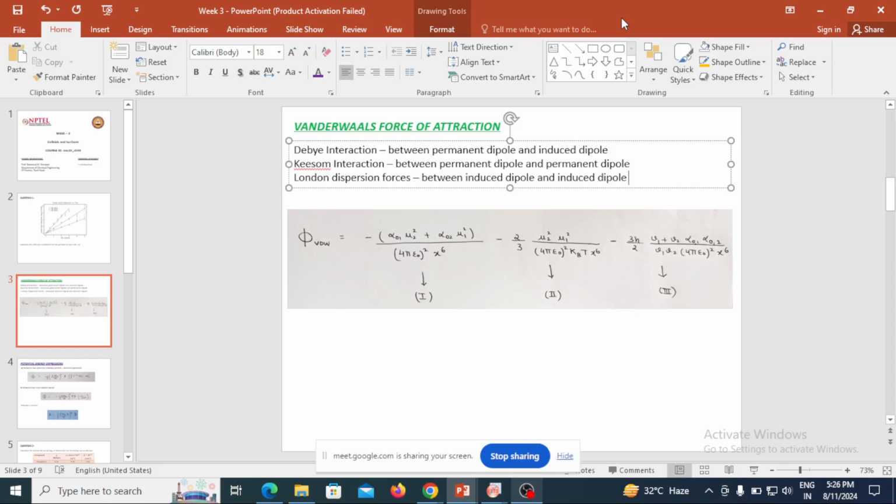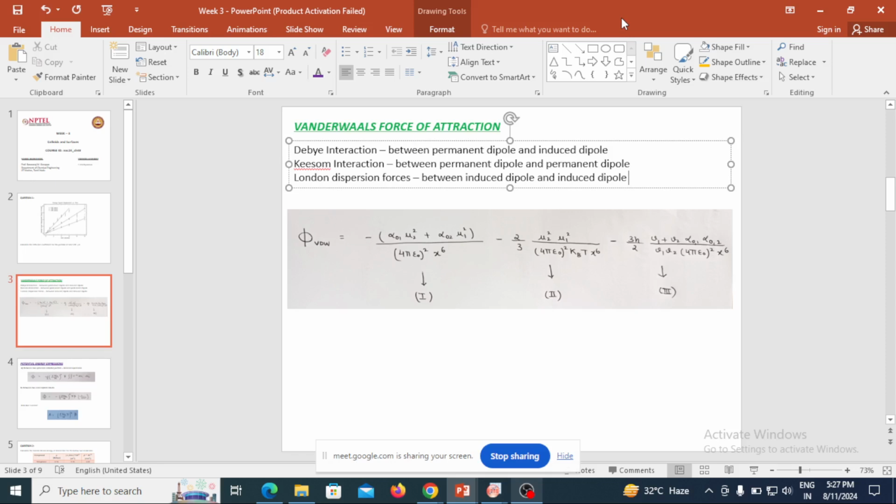And another one is called keystone interactions, which is the interactions between two permanent molecules, two molecules with permanent dipole moment. The third one is the London dispersion forces. So these forces are nothing but they have induced dipole, and both the molecules that are interacting have an induced dipole in their system. So this is called as the London dispersion forces.